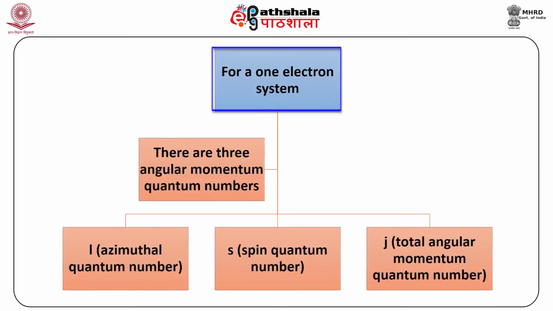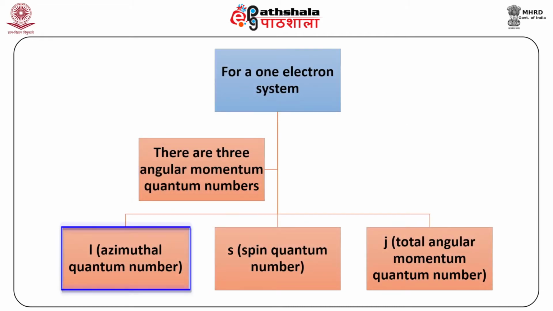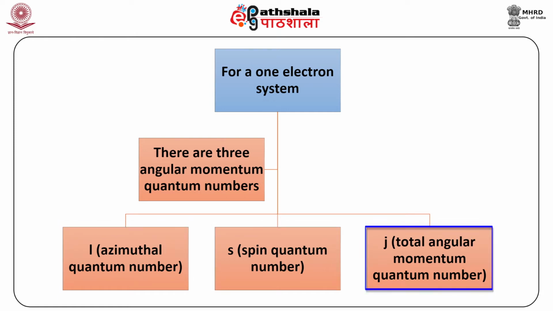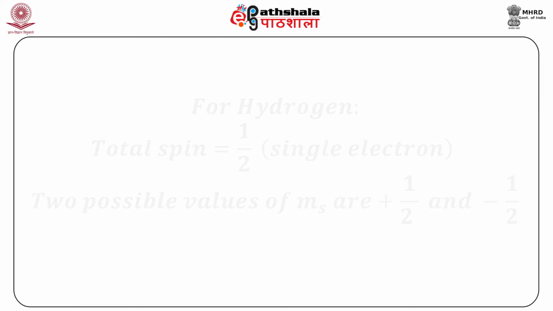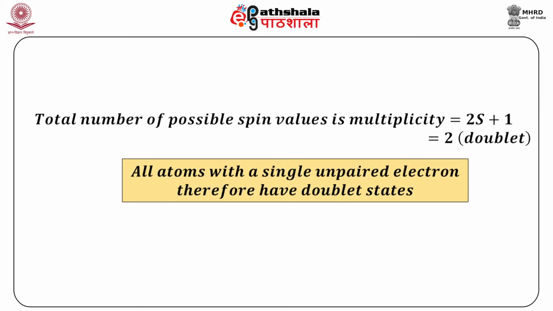For a one electron system, there are three angular momentum quantum numbers: l, which is the orbital angular momentum, also called the azimuthal quantum number; s is the spin quantum number, and j we have seen is the total angular momentum, the quantum number for this total angular momentum. For example, for hydrogen, the total spin is half because it is a single electron. So, s is equal to half, and there are two possible values of Ms, plus half and minus half. The total number of possible spin values, called the multiplicity, is given by 2s plus 1, which is 2 in this case, and this state is termed a doublet. All atoms with a single unpaired electron will have doublet states.